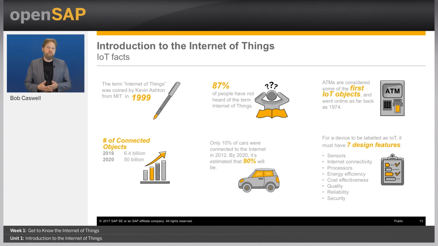Also, even though we have billions of connected things today, in the next 4 years, the number of things is expected to increase nearly tenfold. One example, in 2012, only 10% of cars were connected to the internet, but by 2020, 90% of cars will be connected. And last but not least, experts mostly agree that in order for something to be part of the Internet of Things, it needs to have sensors, internet connectivity, some kind of processing power, some decent quality, and it should be efficient, reliable, secure, and cost-effective.